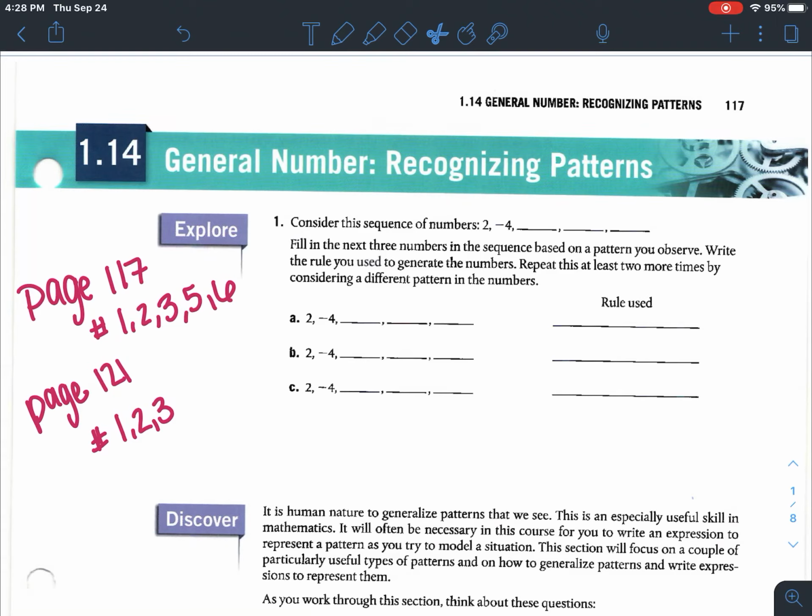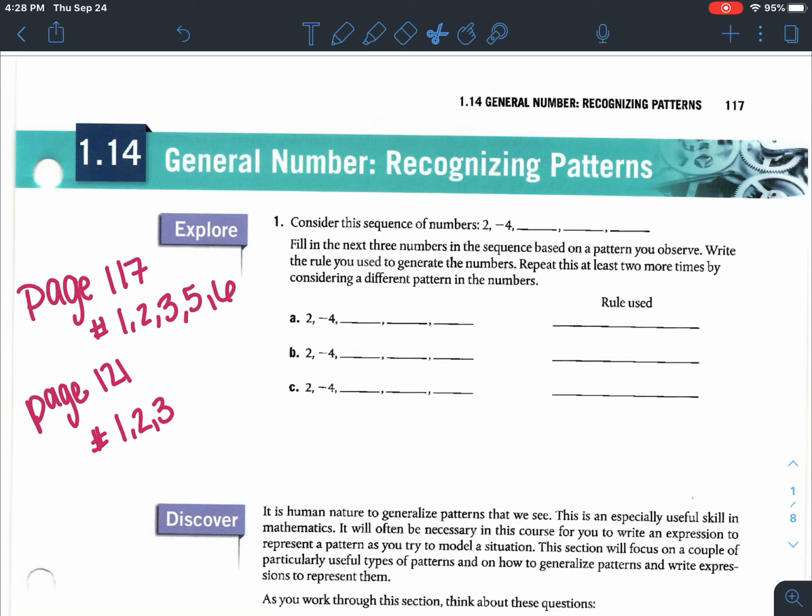So for this first one, very easy. Consider this sequence of numbers, 2, -4. And if you really paid close attention in Math 1 when you were a freshman, maybe this has already sparked, okay, I already know what the next number is. So fill in the next 3 numbers in the sequence based on a pattern that you observe. Write the rule you use to generalize the numbers. Repeat this at least 2 more times by considering a different pattern in the numbers.